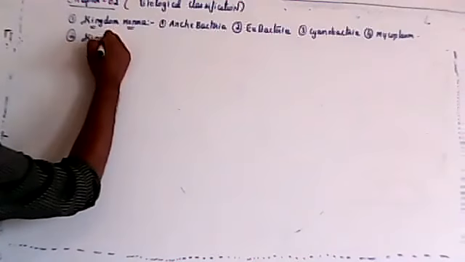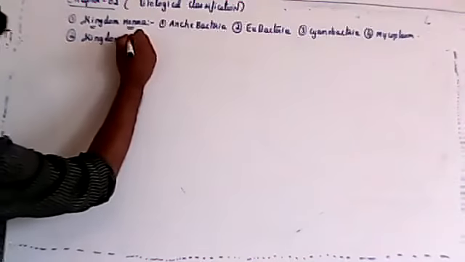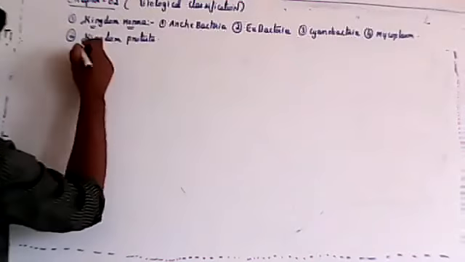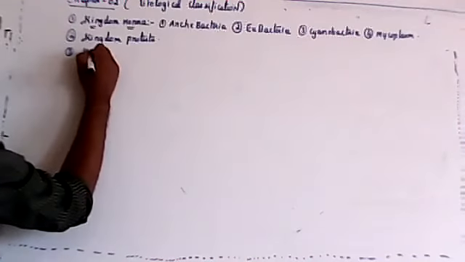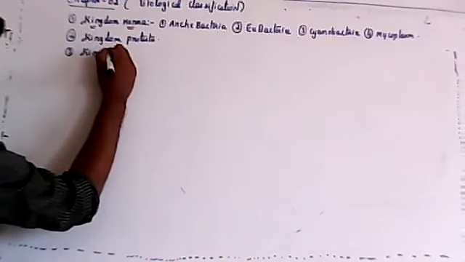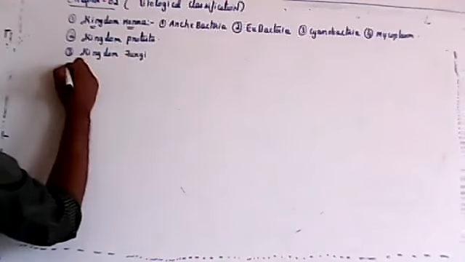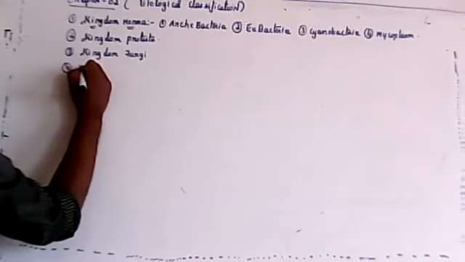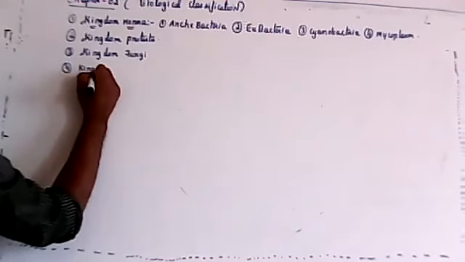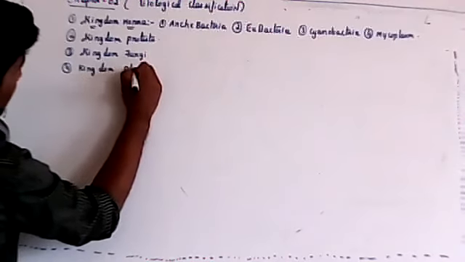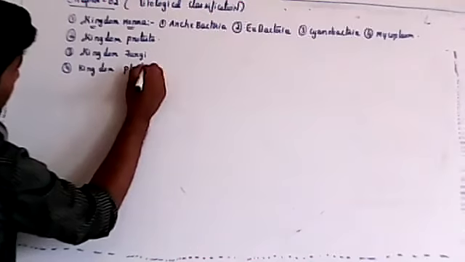Next, after that, kingdom Protista, which we'll take later. The third one is kingdom Fungi. The fourth one is kingdom Plantae. Very little information is there on kingdom Plantae, only the cell wall structure.